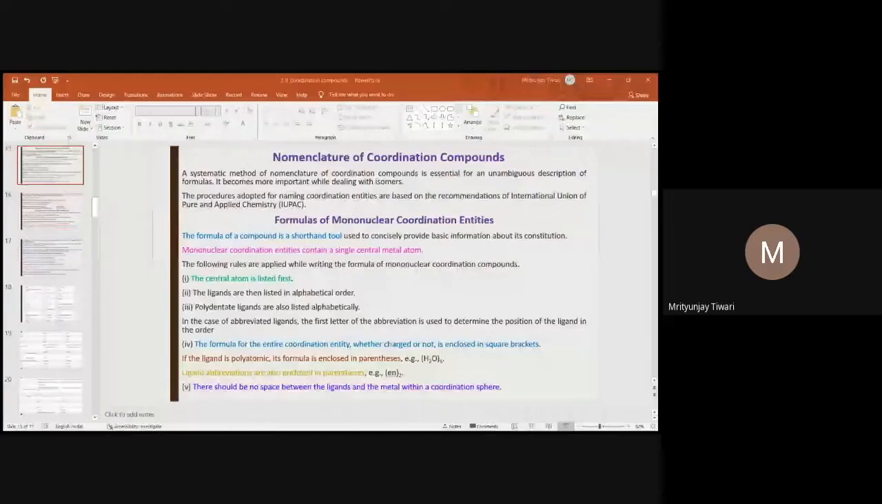And so we'll have to show the numerical number first, and then the nature of the charge. So the formula of the entire coordination entity, whether charged or not, and even if it is electrically neutral, you don't have to show the charge. But this formula of the neutral coordination entity also should be enclosed in the square bracket.